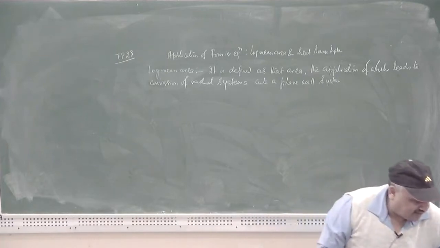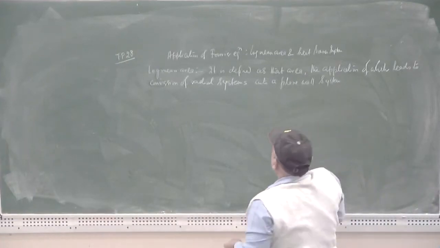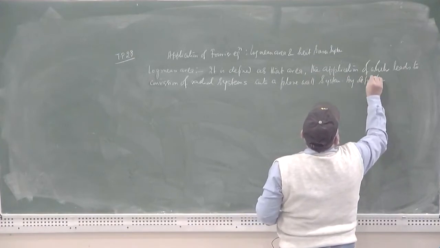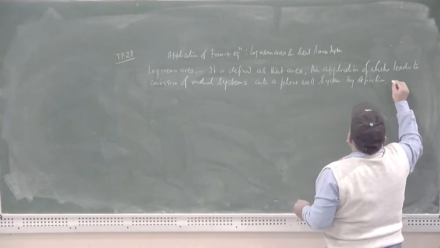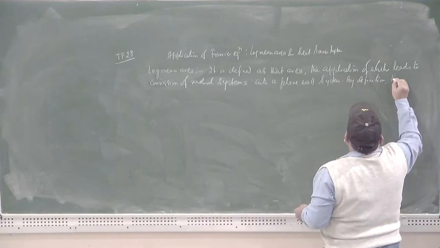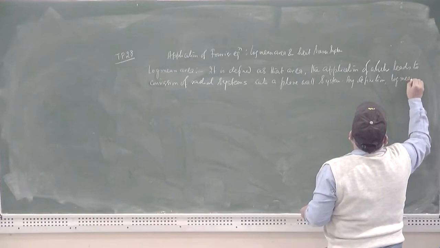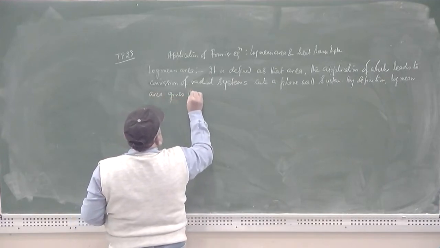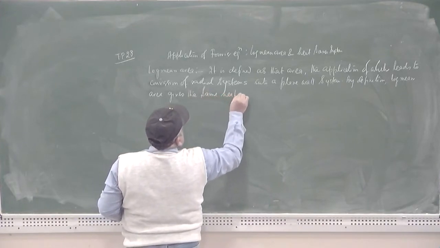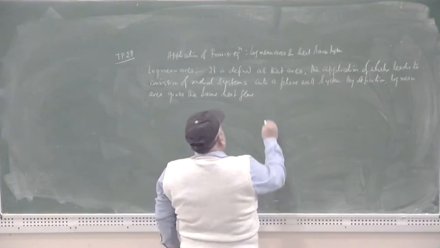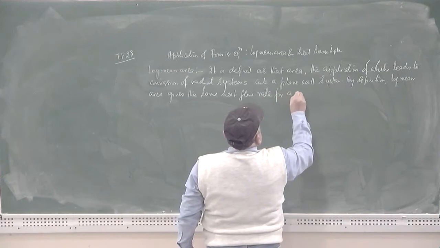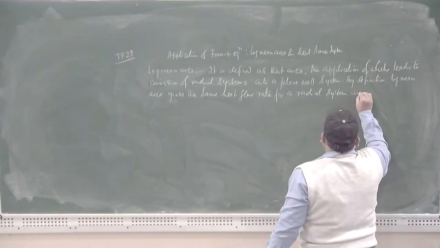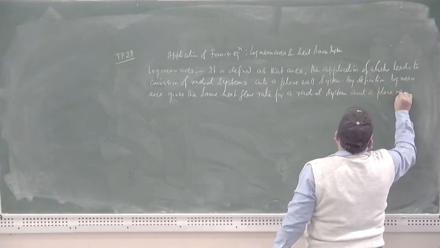So, the fundamental criteria which is followed in the case of log mean area is, by definition, log mean area gives the same heat flow rate for a radial system and a plane wall system for same temperature difference.